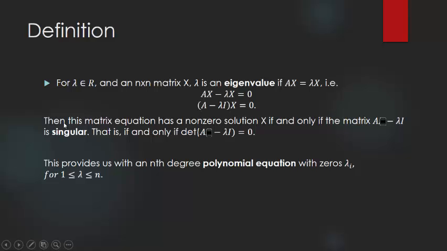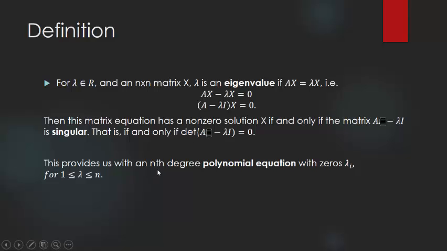So what I have here says the matrix equation has a non-zero solution x if and only if the matrix is singular. What I mean by that is you have a product here, something times something is equal to 0, which implies one of those must be 0. That's the only way we would get a product equal to 0. This statement is saying the matrix has a non-zero solution x, so x is non-zero, if and only if this matrix does not have an inverse. So that is if and only if the determinant is equal to 0.